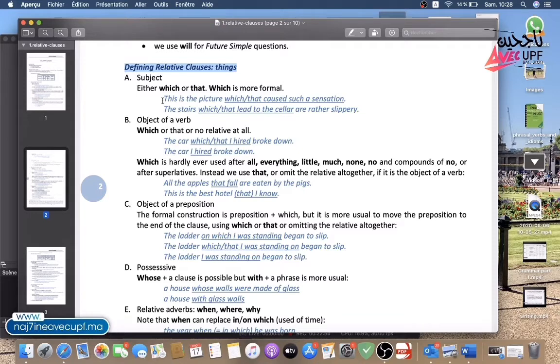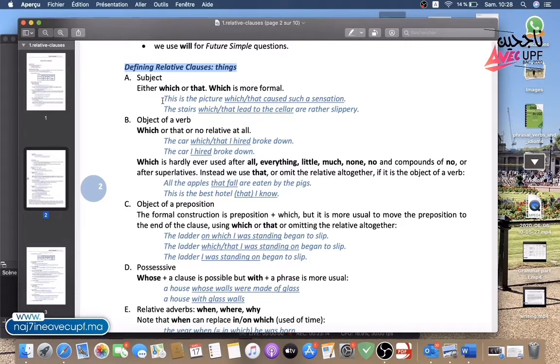Object of a verb: which or that or no relative at all. The car which I hired broke down. The car that I hired broke down. The car I hired broke down. Which is hardly ever used after all.